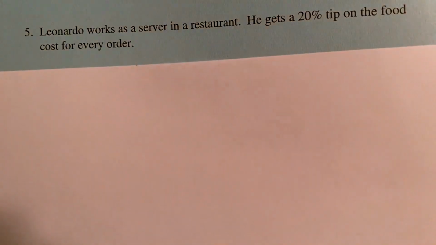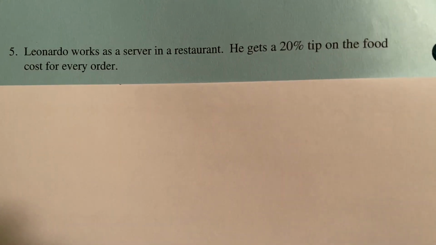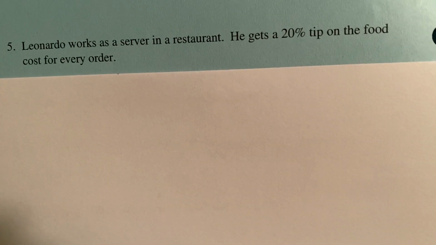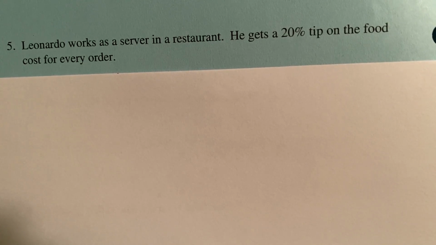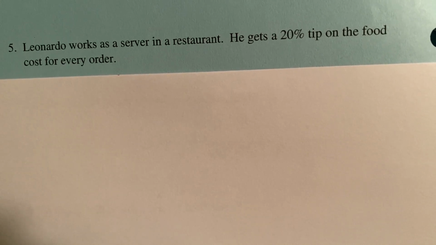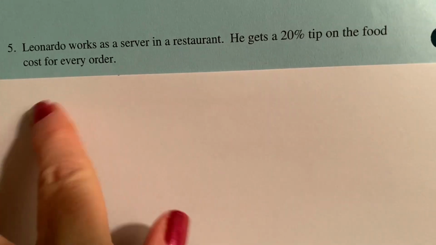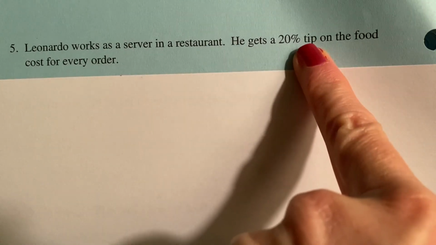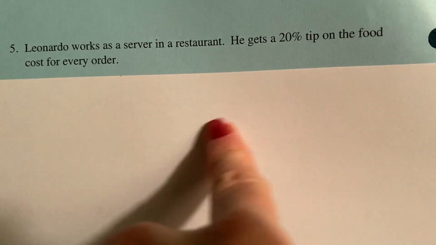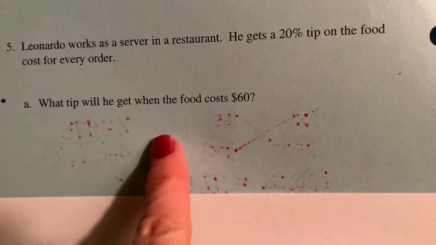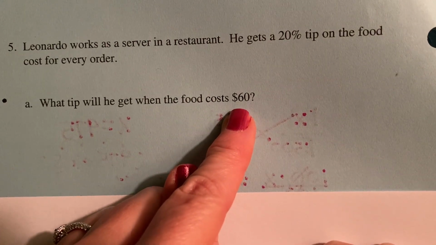Okay, so this one says, Leonardo works as a server in a restaurant. He gets a 20% tip on the food cost for every order. And I know when I go to restaurants, if I have good service, I like to tip 20%. This is very reasonable. When you get your bill, whatever the food and drink costs, you typically tip 20% to your server. So what's that going to look like? The question here says, what tip will he get if the food costs $60?